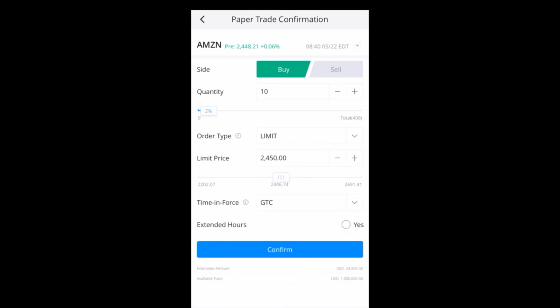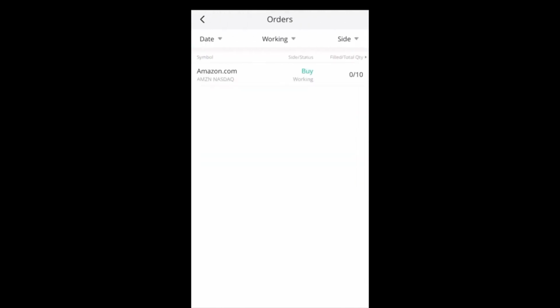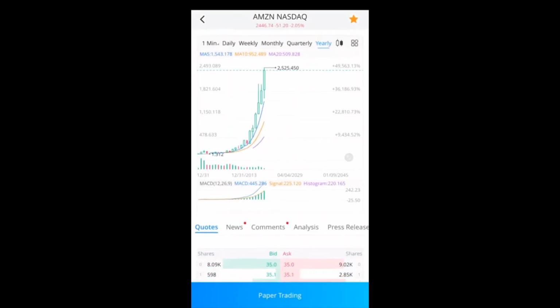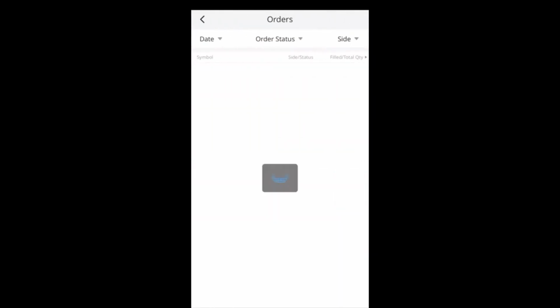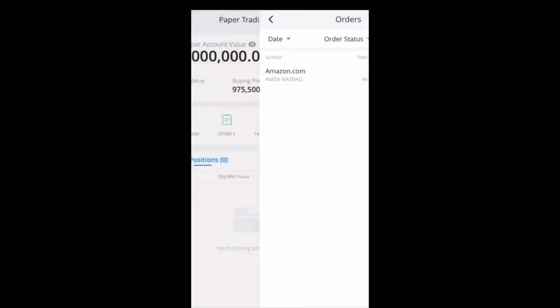And as long as the price doesn't go above $2,450 per share, then that means my trade will go through. Then I click on confirm. And now you see that it's trying to go through. And so now we can go back again and you can look at your order list. And so you can see that that order is in progress.